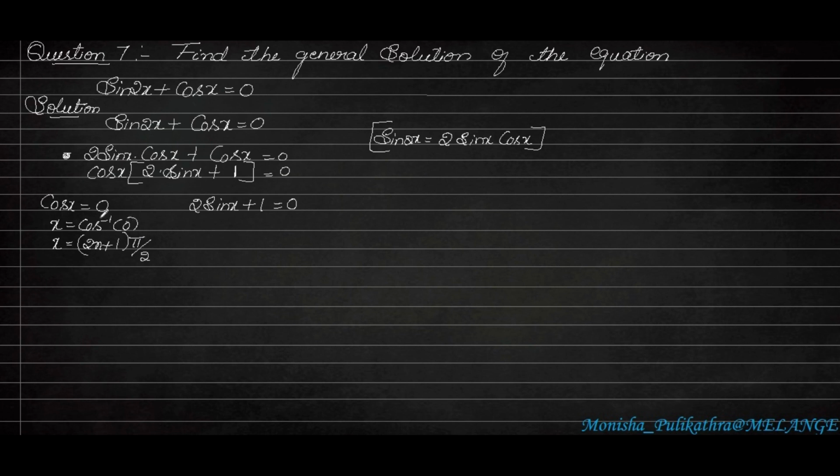So what happens? Cos will be 0 for 2n plus 1 into pi by 2, for all real number values of n. So this equation will remain 0 itself for the cos term. That's why we are taking 2n plus 1 pi by 2, where n belongs to real numbers.